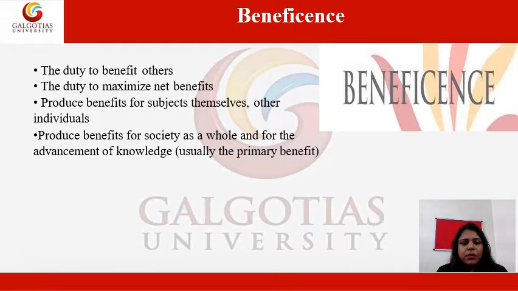Beneficence. So, what is beneficence? The duty to benefit others, the duty to maximize the net benefits, to produce benefits for the subjects themselves and other individuals, which is related to the research and which is under the research. It also produces benefits for society as a whole and for the advancement of knowledge, usually the primary benefits.